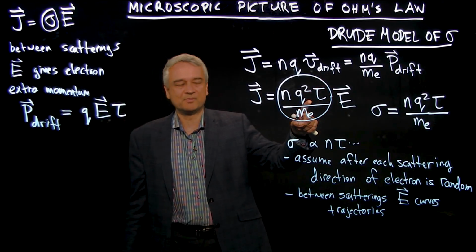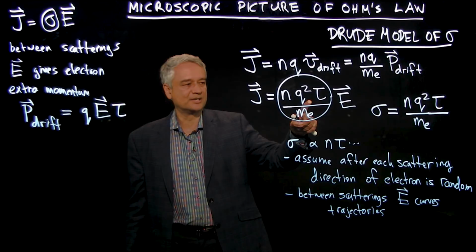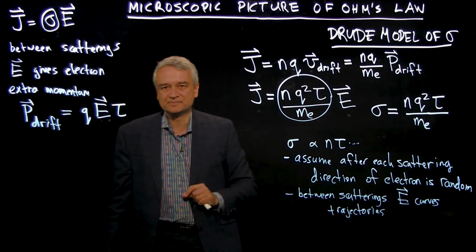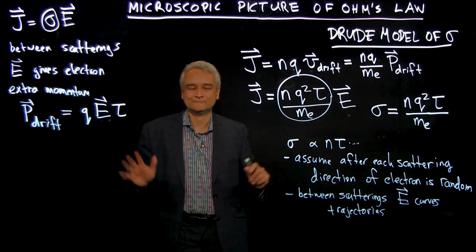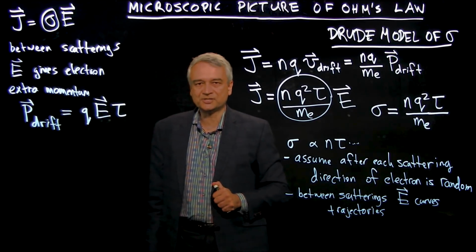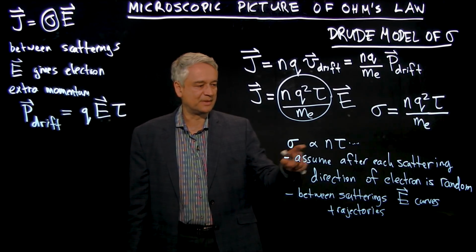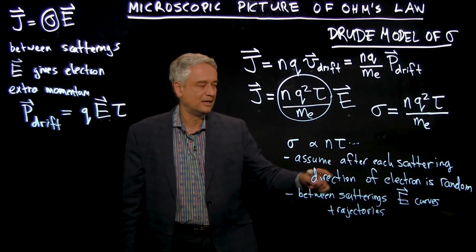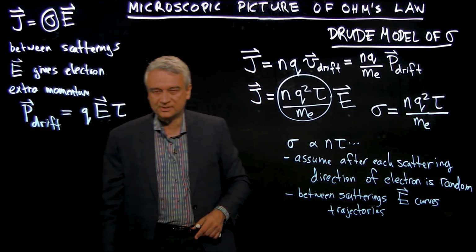Two negatives when you square. When Q is negative but squared, it's positive. J is sigma E, sigma is positive. So the signs all work. Now, what about my intuition that I started with? My intuition was that sigma should be proportional to N times tau. And look at that, my intuition is confirmed.